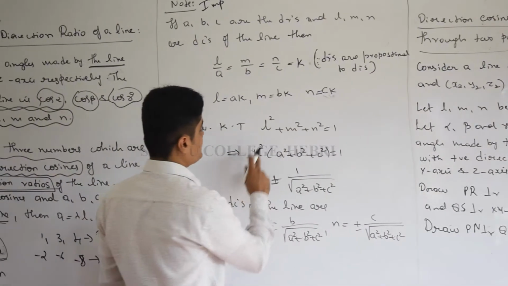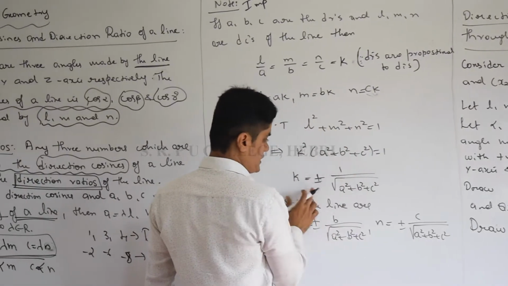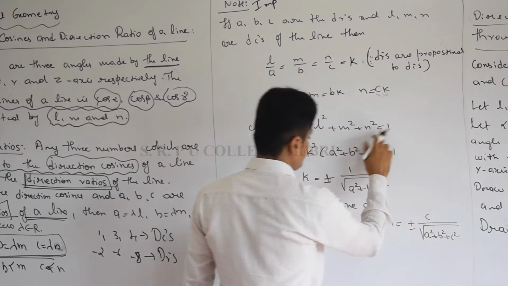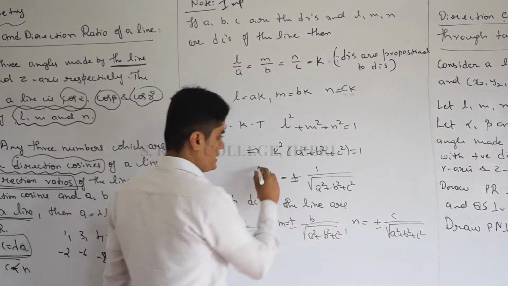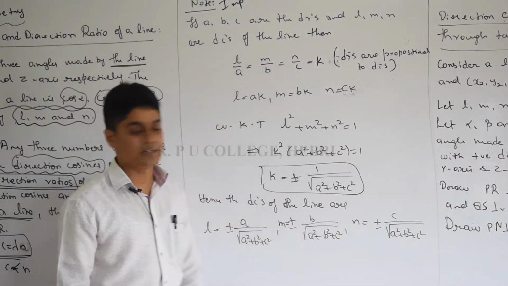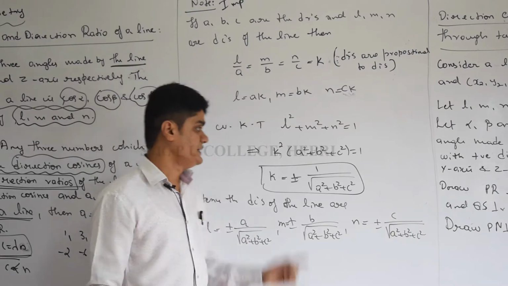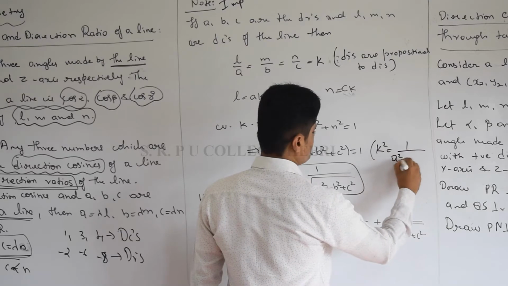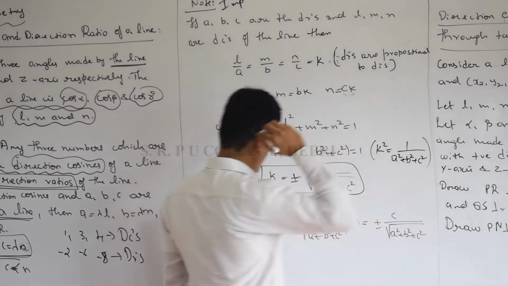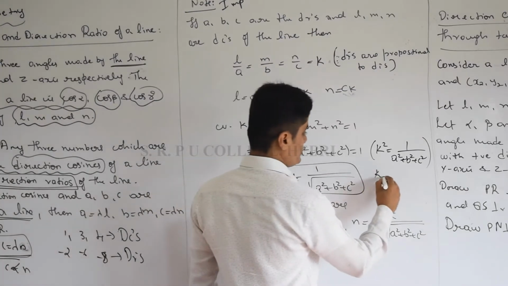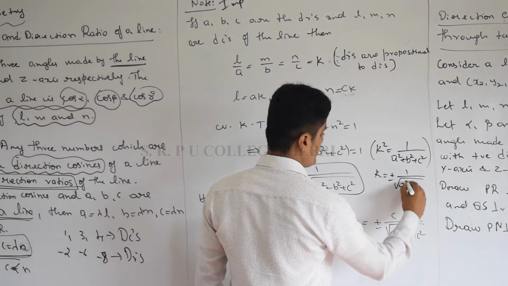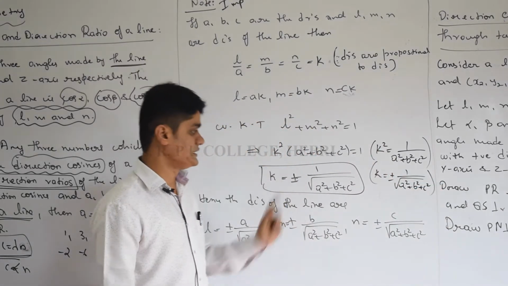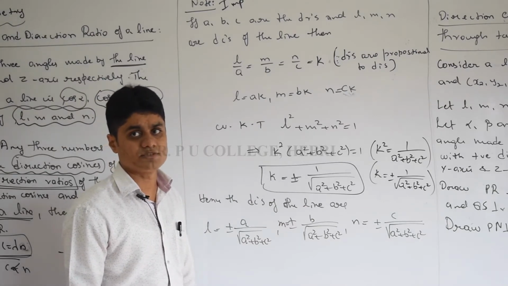So use it here. Substitute L, M, N in terms of K and you'll get A square K square plus B square K square plus C square K square equal to 1, and K square comes out like this. So K, the constant, is plus or minus 1 by root of A square plus B square plus C square. Why did plus or minus come? Actually K square is equal to 1 by A square plus B square plus C square, right? So when you take the square root, K will be plus or minus. You remember this, right? So K can be positive or negative, so here also you get plus or minus 1 by root of A square plus B square plus C square.